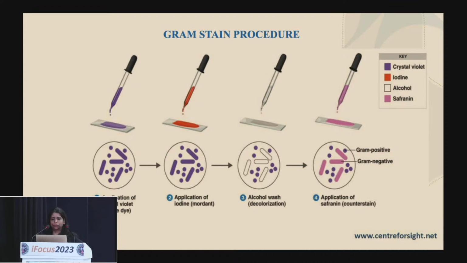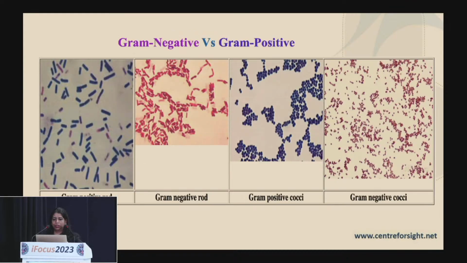I would like to show you the pictures, and these slides and notes you can get from me, okay? So gram-positive rods will look like purple rods. And these are the 4 pictures: gram-positive rod, gram-negative rod, gram-positive cocci, and gram-negative cocci.